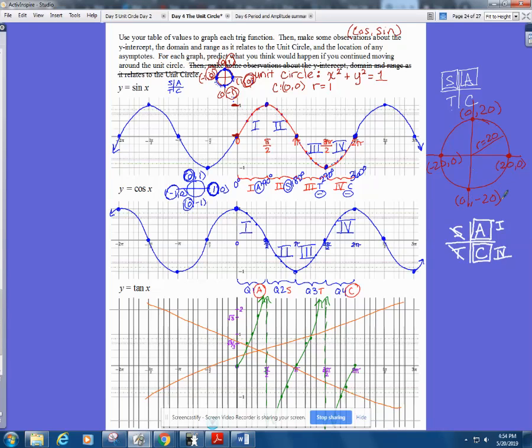Now if we made a graph of, say, sine, again, we would start at 0. And instead of going 0, 1, 0, negative 1, we go 0, 20, 0, negative 20, and then we can keep going again. That is, the height of the graph is equal to the radius. That's called amplitude in your graph. So we're going to learn about that now.